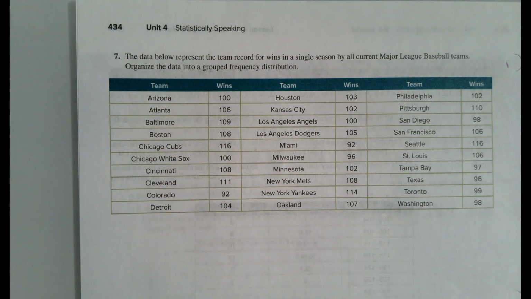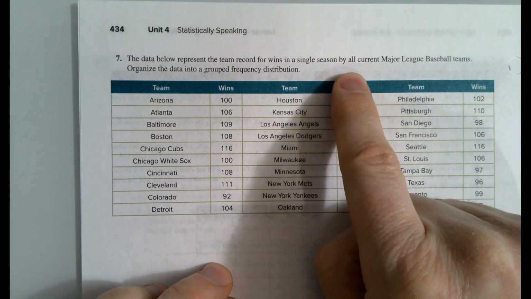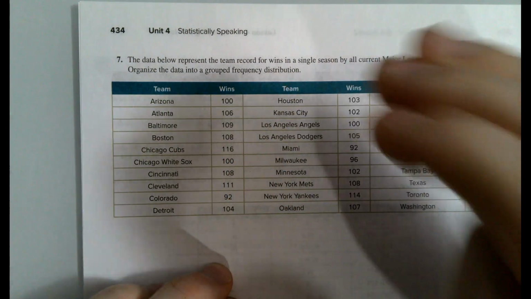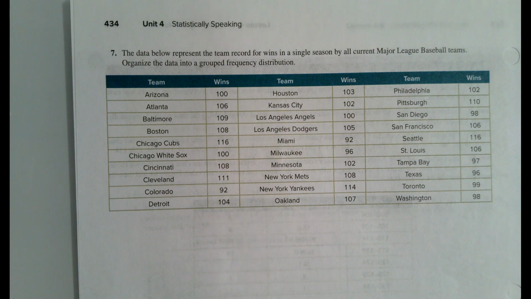Okay, we're going to do one more grouped frequency distribution. This happens to be the wins for a particular season, not sure why we're not told which season it is, for all the Major League Baseball teams. And we're going to create a grouped frequency distribution, following those steps we were shown before. I'm going to do this in Excel.